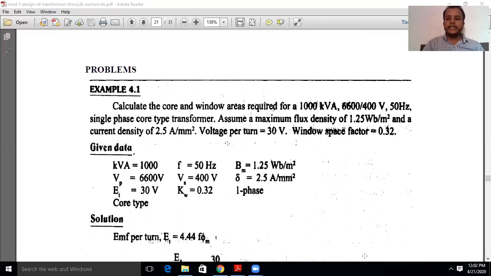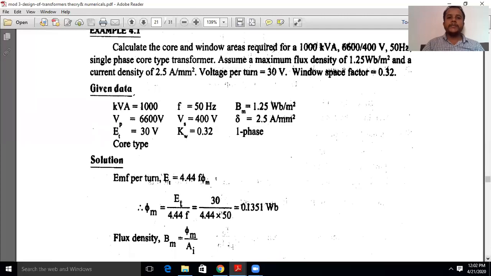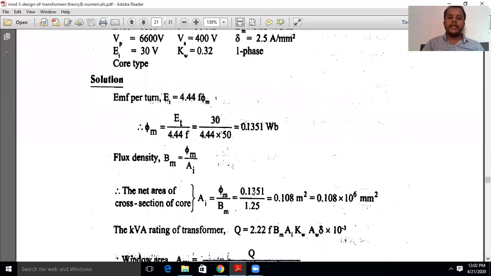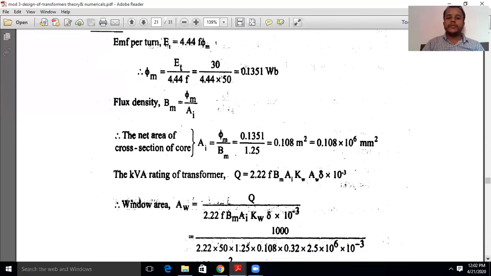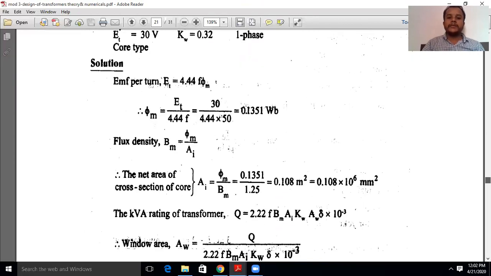Now here in this case, only the core and window areas are asked. So write down the formula for core area. It is Ai is equal to phi m divided by Bm. And what is window area? It is Aw is equal to Q divided by 2.22 f Bm Ai Kw delta into 10 raised to minus 3. So then just by putting the values, we can calculate the Ai as well as Aw.